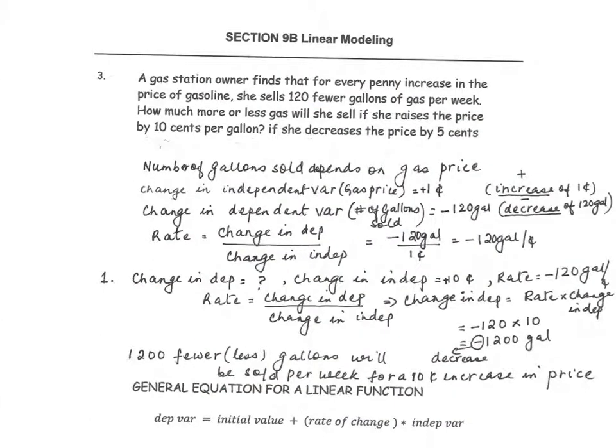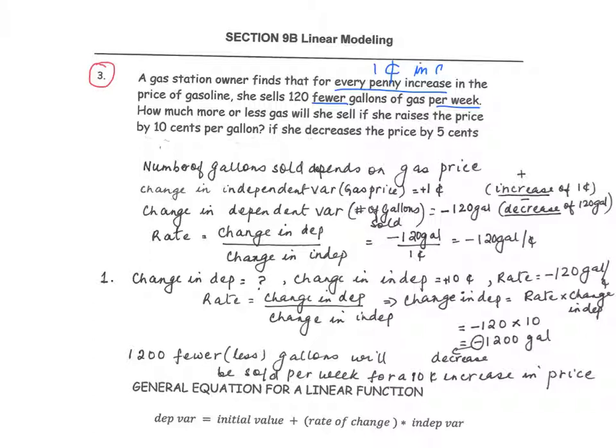Now, the next question, question number 3: the gas station owner finds that for every penny, so there's a 1 cent increase in the price of gasoline, she sells 120 fewer gallons of gas per week. So as gas price increases, people buy fewer gallons. That's the relationship that we see here. So she sells 120 fewer gallons. Just remember that's 120 fewer gallons in a week.